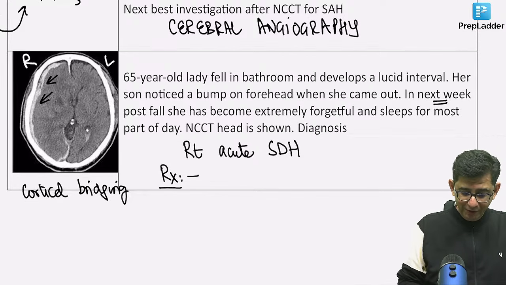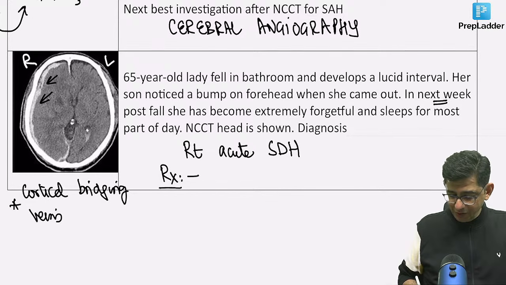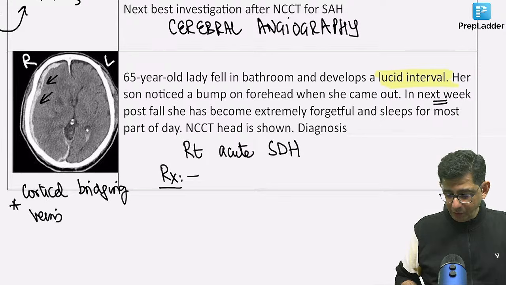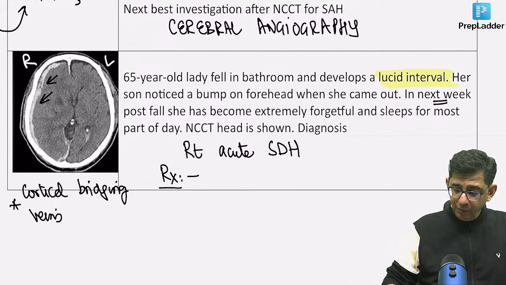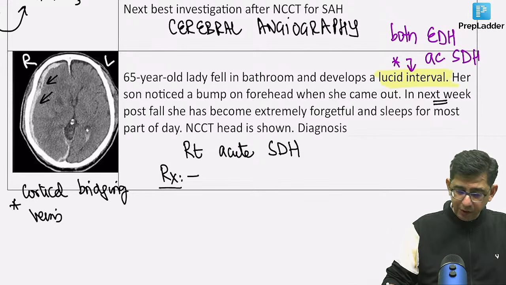Lucid interval is written here also. Lucid interval is seen in both. You don't have to solve the question with lucid interval. This is the commonest mistake that students make, that they read lucid interval. I was waiting for this. You did a great job by neglecting the words lucid interval, because lucid interval is seen in both extradural hemorrhage and also in cases of acute subdural hemorrhage. So you don't solve the question with that.